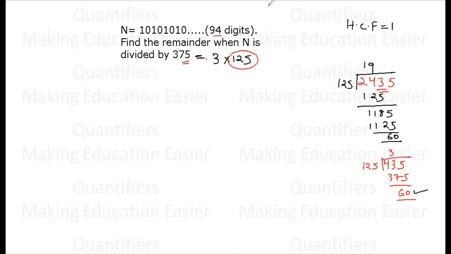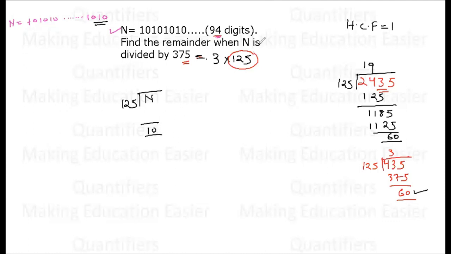Now you can easily figure out that this number n, what will its last 3 digits be? As it is having an even number of digits, its pattern will be something like this: 101010 and so on. The last 4 digits will also be 1010, right? So what will be the last 3 digits? Last 3 digits are 010. That means if I divide this number n by 125, the remainder is going to be 10.